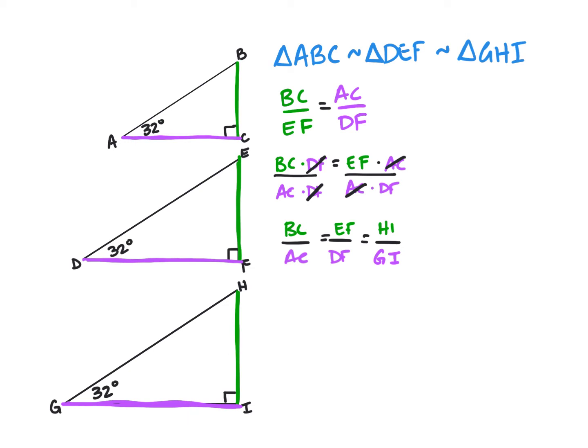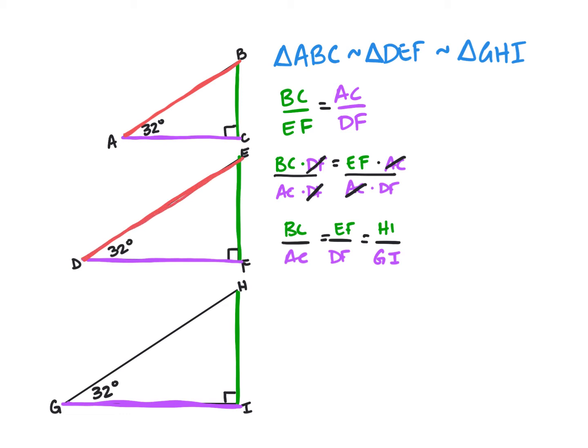Now I could also do a couple other similar things. Again, way back at the beginning, I chose to use these two sides of these two triangles, right? BC and AC, EF and DF. I could have very well chosen to use maybe segment AB instead of perhaps segment AC.